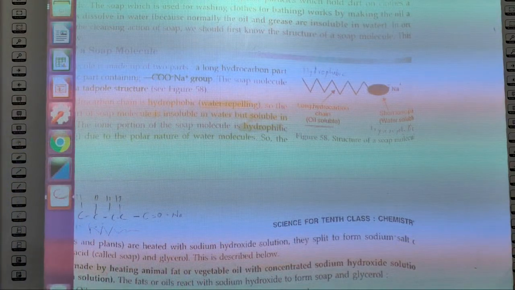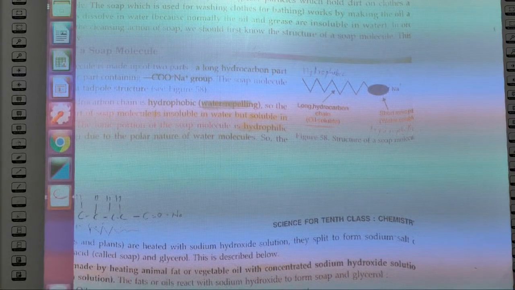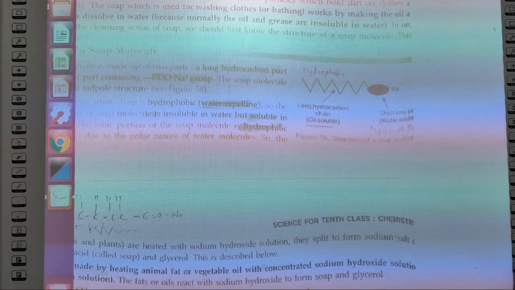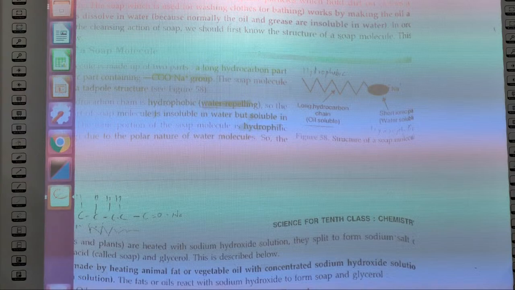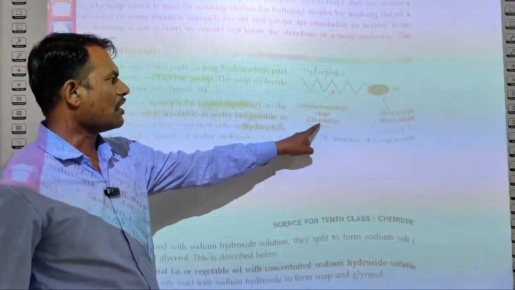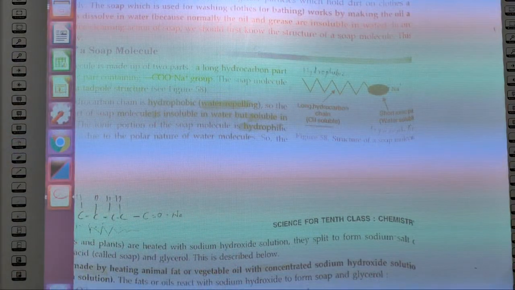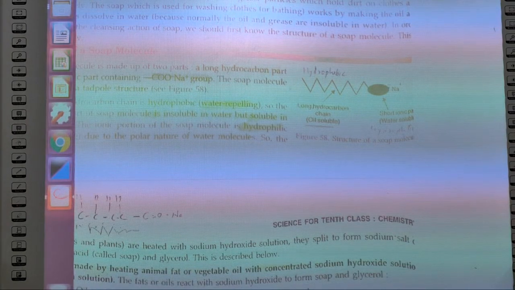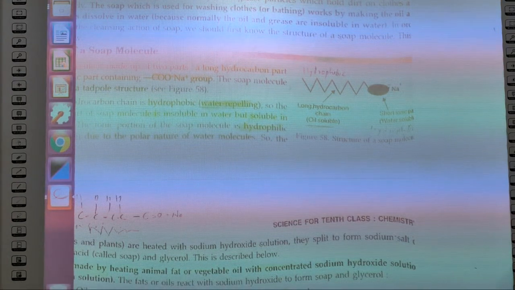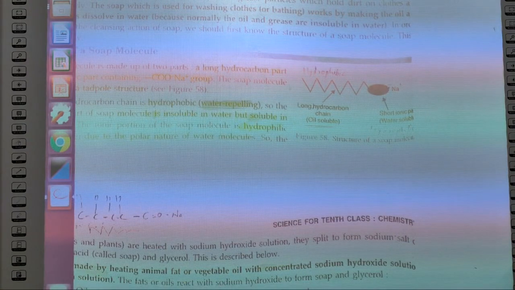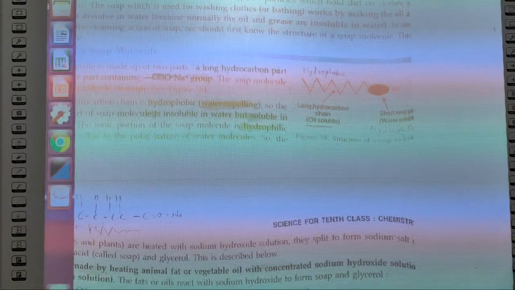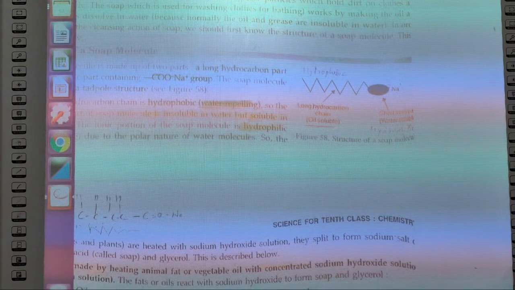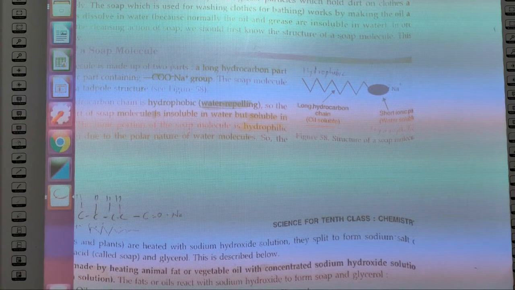What will happen when soap acts on dirt or oil or grease which is stuck to your clothes? This is the grease or dirt particle. This long hydrocarbon chain is oil soluble, that is hydrophobic. The long hydrocarbon end attaches to the grease particle in spherical form from all sides, and the grease dissolves in this hydrocarbon part. At the same time, the other part is water attracting, so this grease is removed by that soap molecule.